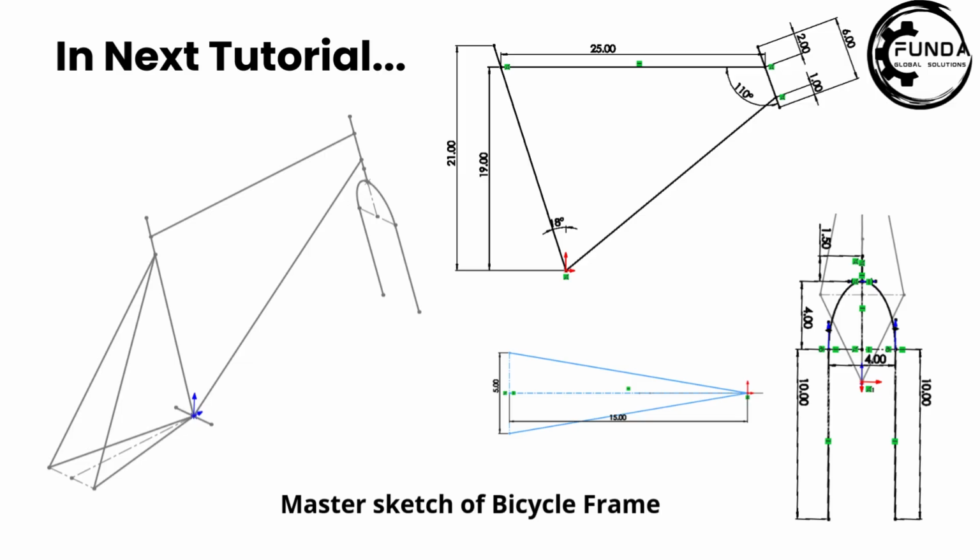In the next tutorial, we'll apply everything discussed here to a real example. We will start with a master sketch of a bicycle frame and convert it into a complete production-ready weldment. Structural members, trims, gussets, end caps, and weld beads will all be created step by step inside SOLIDWORKS. This lecture builds the mindset. The next one builds the model.